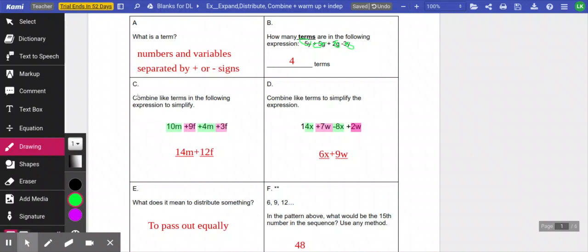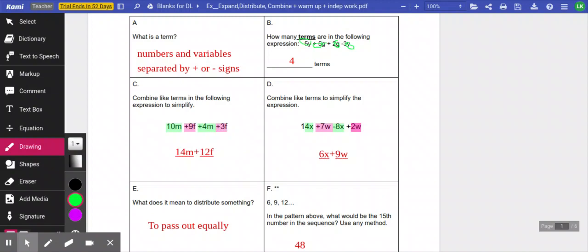Again, we're combining the like terms to simplify the expression. So I identified my like terms, so the same variable to the same power, which was 10m and plus 4m, and 10 and 4 make 14, so 14m. Then I had an f here and an f here, so 9 and 3f make 12f.